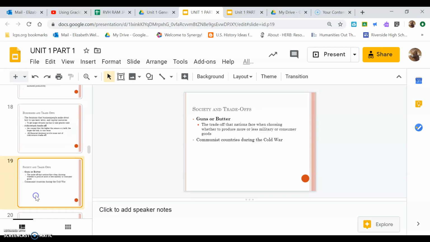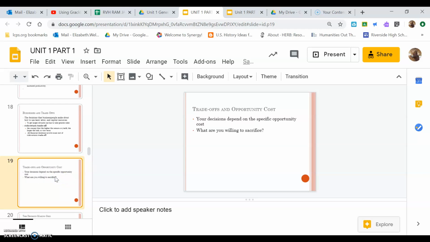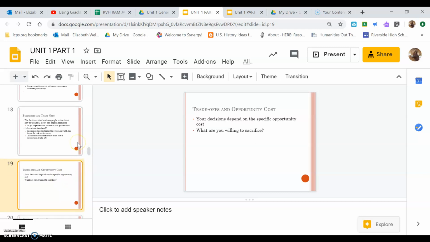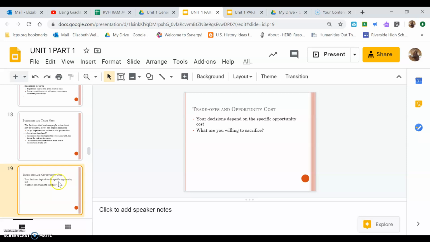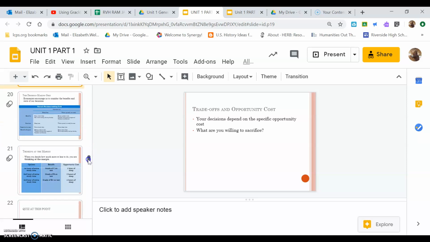I believe we skipped that in class. We already talked about guns and butter. Let me just delete that slide. I'm going to delete that one. You know what? I need to reorganize these.